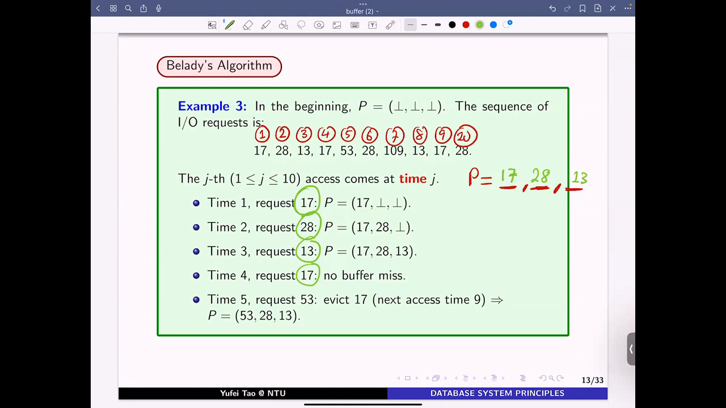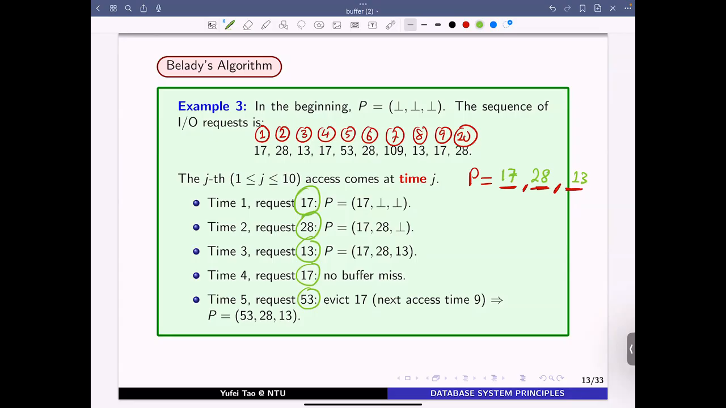So time 5 now. The request is 53. First of all, do we have a hit? No, we don't have a hit, so we've got a miss. That's fine. And then we have to store this 53. So that's a constraint.